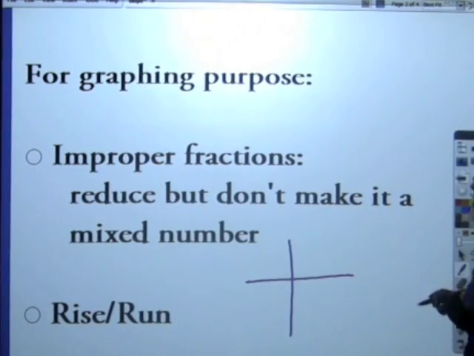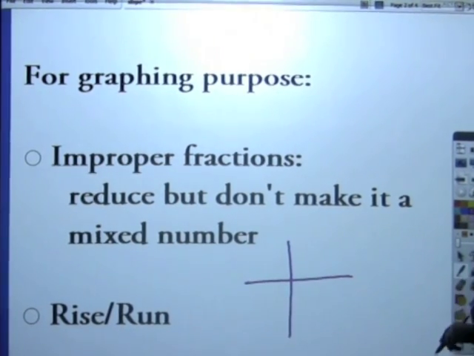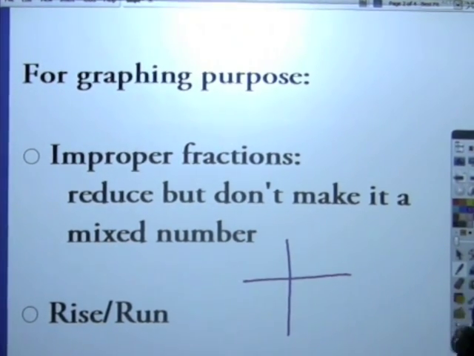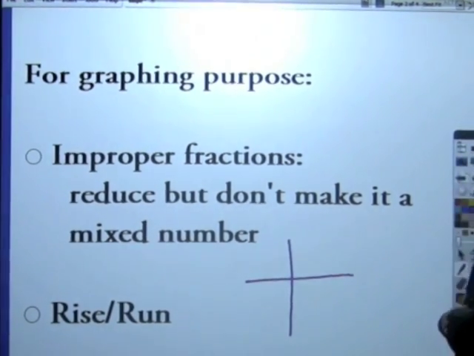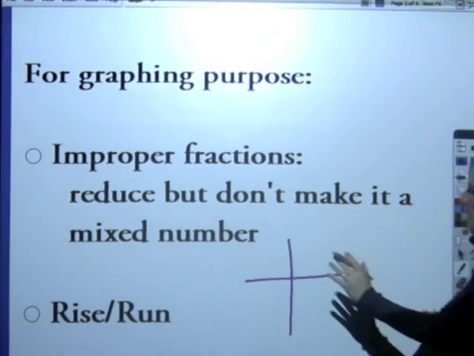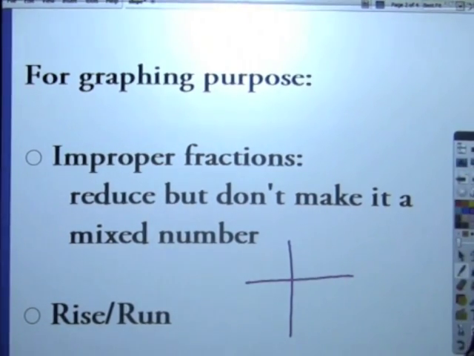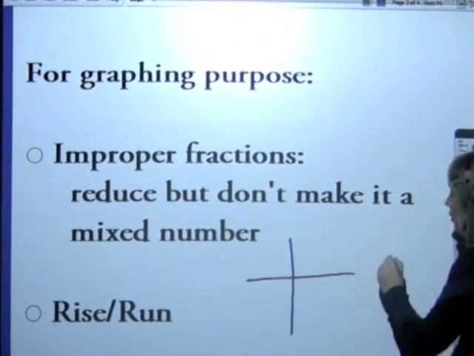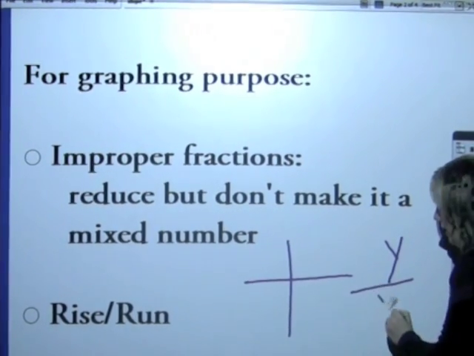Now, if you're going to be graphing this, there are a couple things you might want to keep in mind. When it's an improper fraction, do not make it into a mixed number. You can reduce it, but don't change it into a mixed number because it will be difficult to place on the axis. Also, always remember, rise over run. Your rise is over your run. So your y value is over your x value.